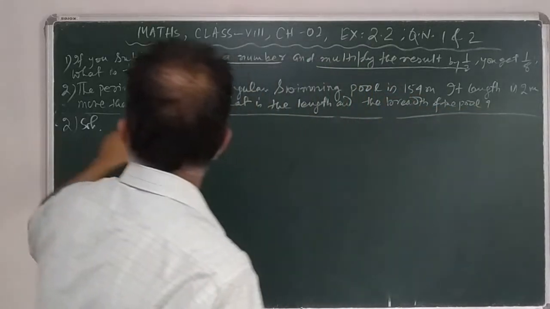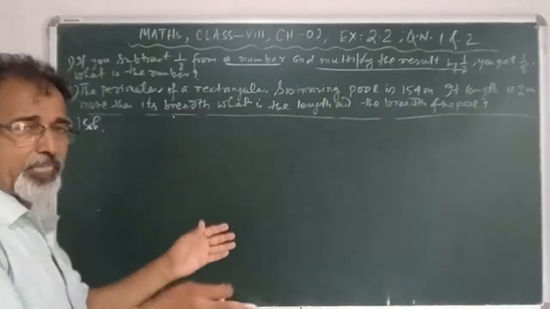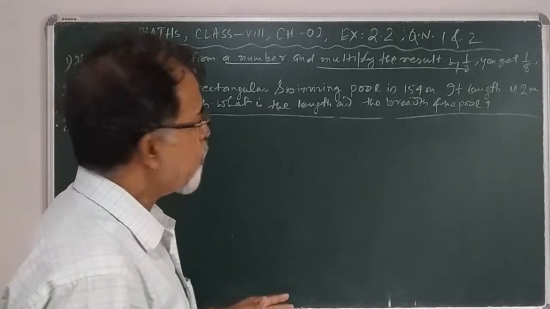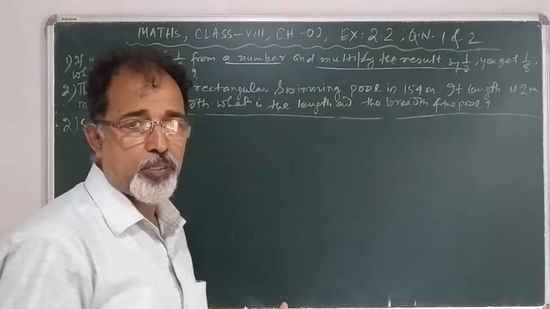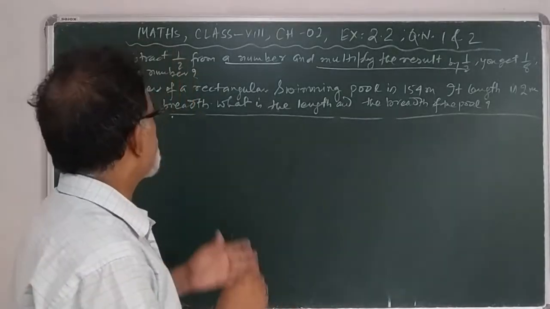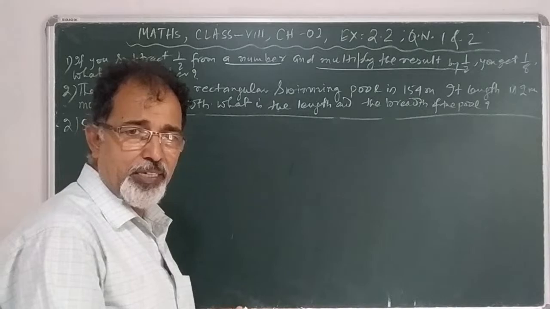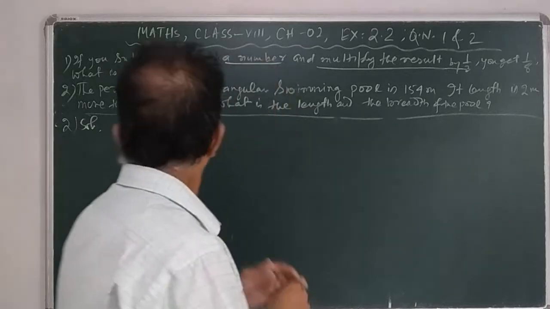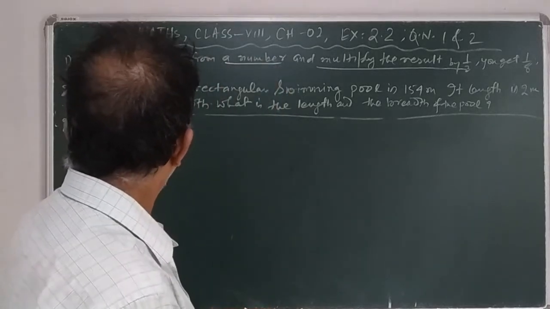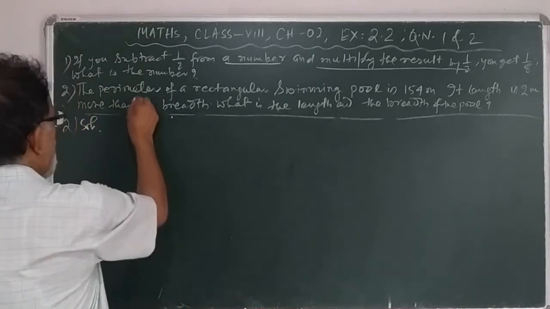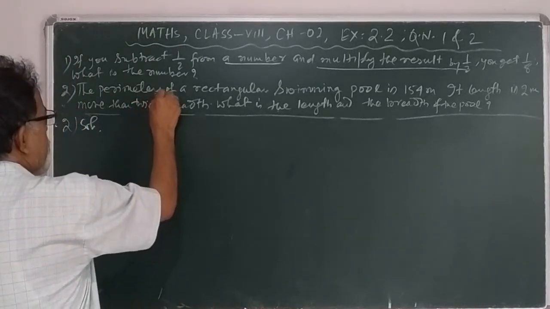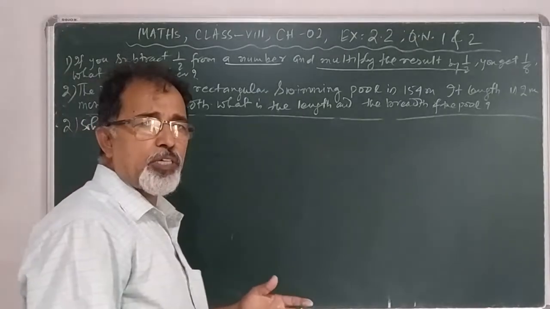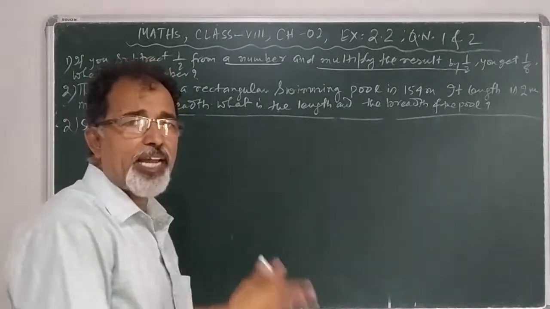The length is 2 meter more than twice its breadth. There is a relation between length and breadth, and that relation is that length is 2 meter more than twice its breadth. What is the length and breadth of the pool? Here we are going to find the length and breadth. Perimeter is given. A relation between length and breadth is given.